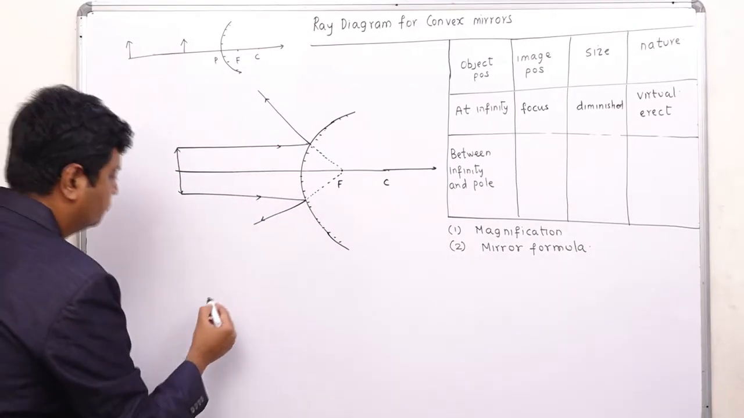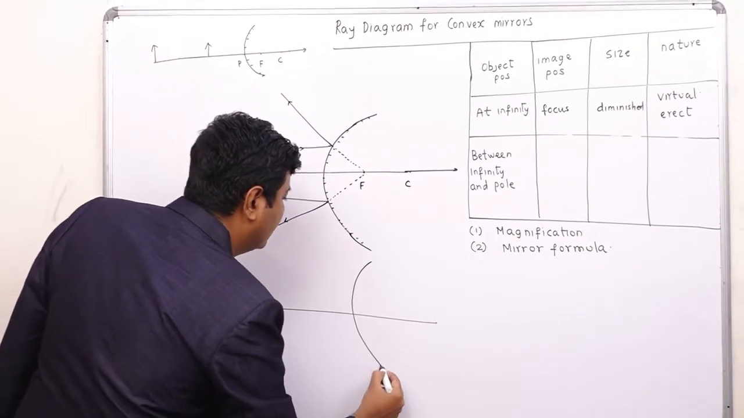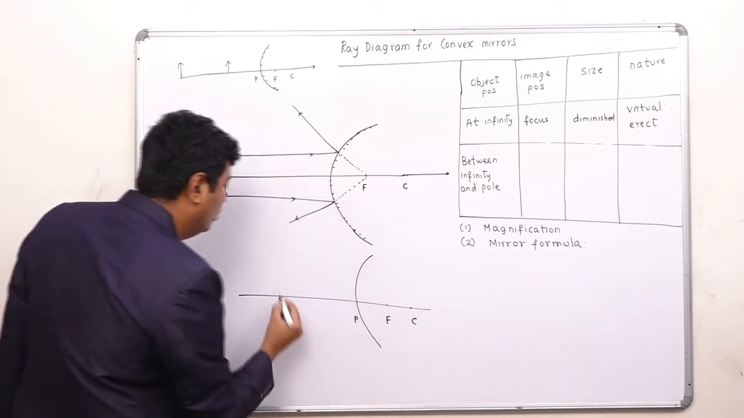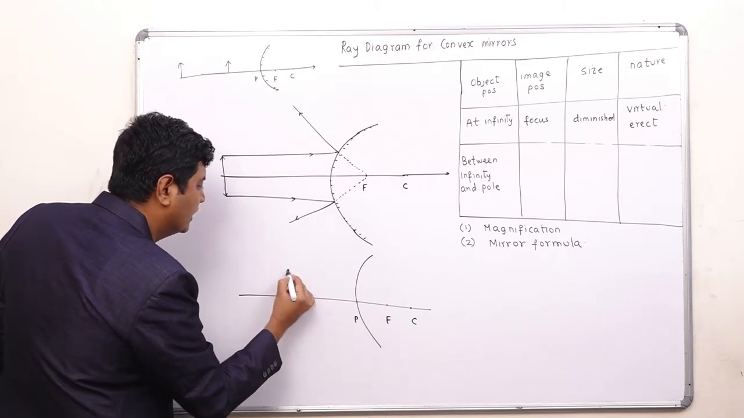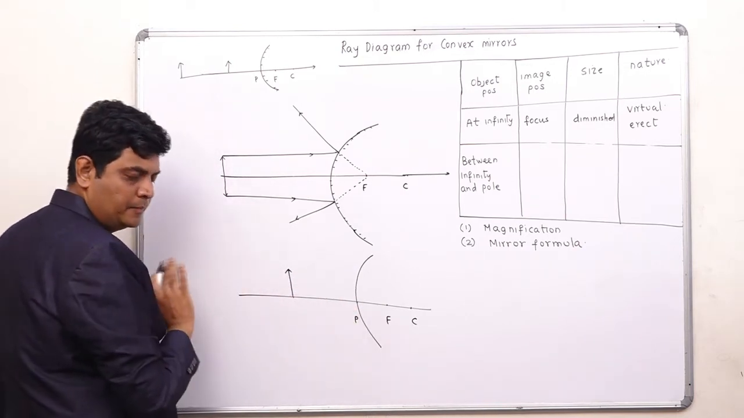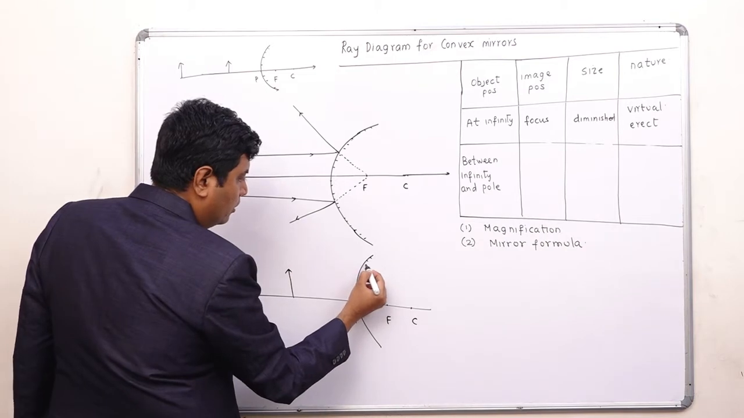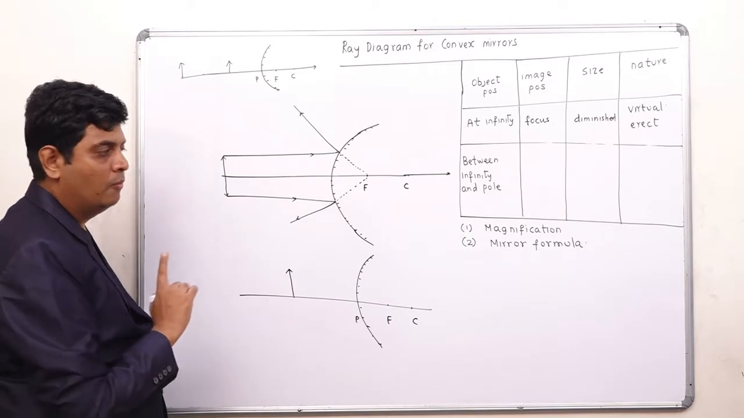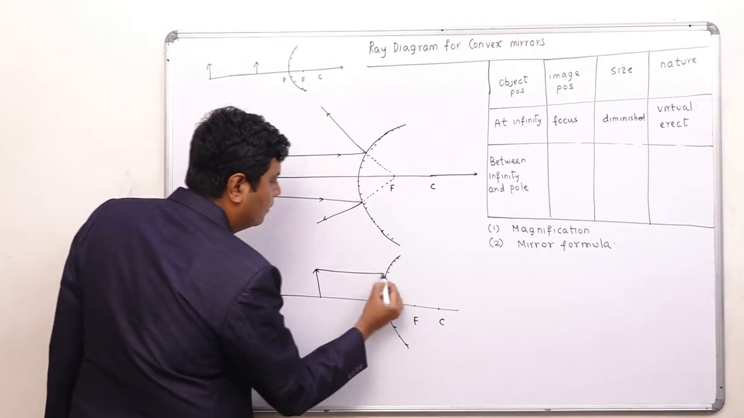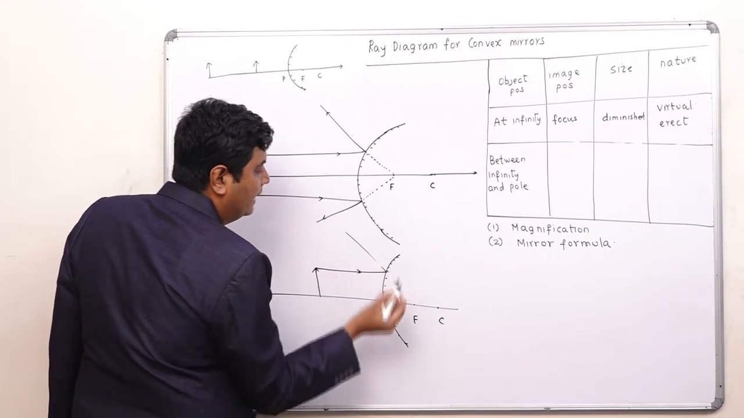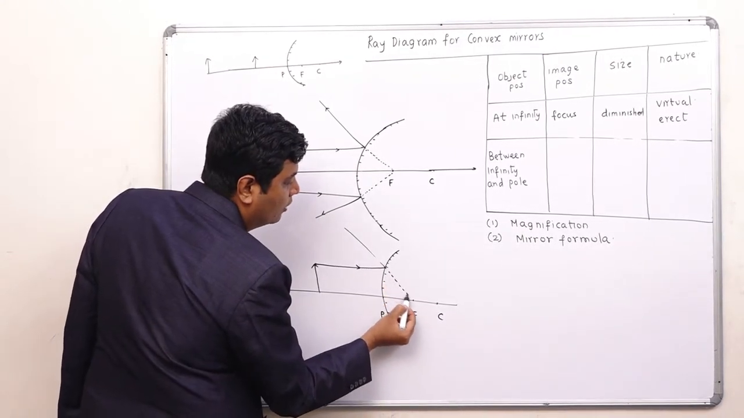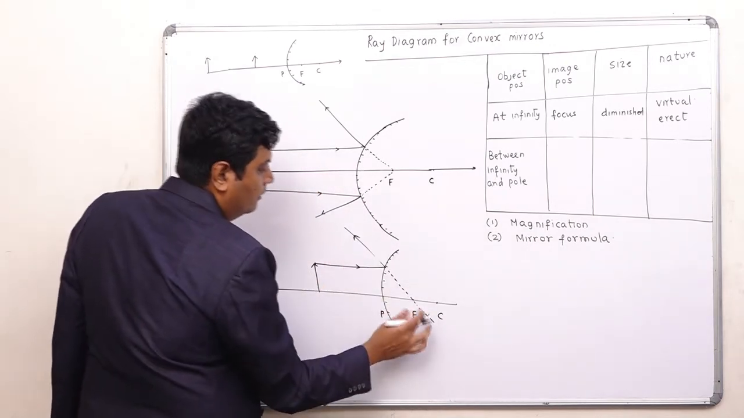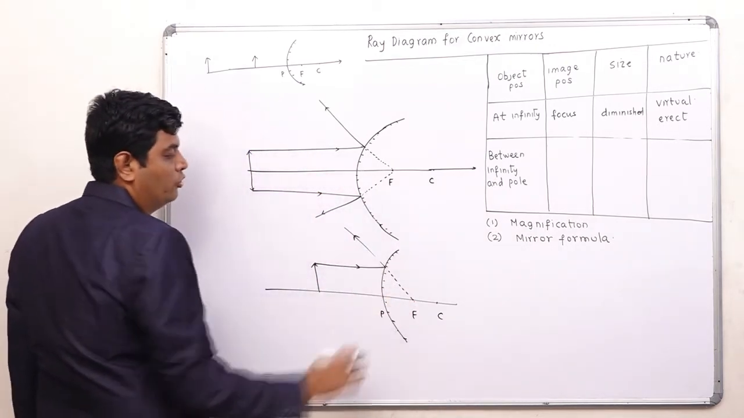Then the second position. What will be the second position I told you? There is your focus, there is your center of curvature, this is your pole, and the object is at any position between pole and infinity. And this is your reflecting surface. Again, the rule is one ray will be parallel to the principal axis, it will diverge, and it will pass through the focus. If the ray is traced behind, you always draw it dotted.